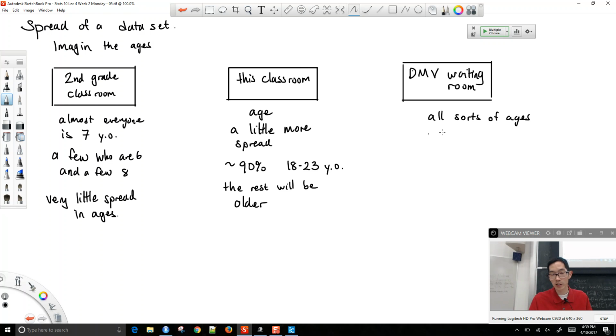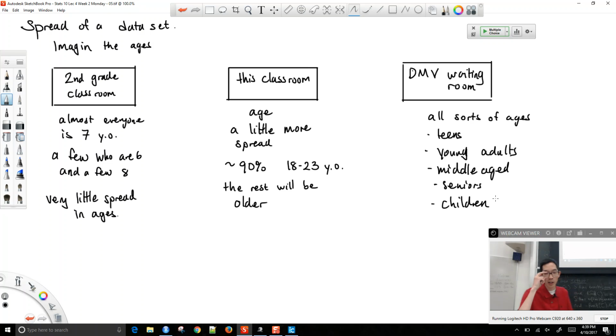You have teenagers getting their license. You've got young adults and middle-aged adults, seniors, pretty much everybody, right? Even if parents are taking their children along because you can't leave your kids in the car, they're going to be there, all right? And so as far as the ages go, you've got lots of spread in the ages.